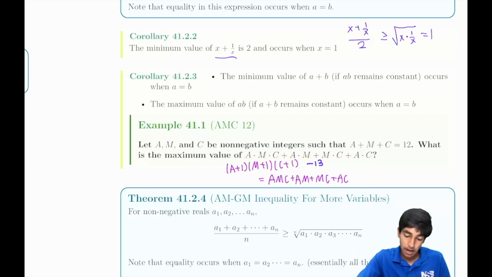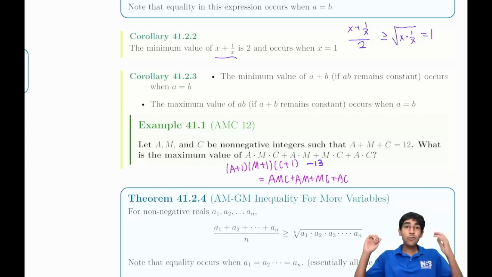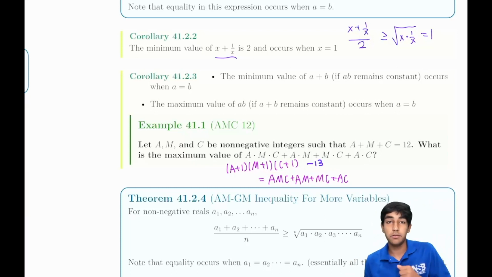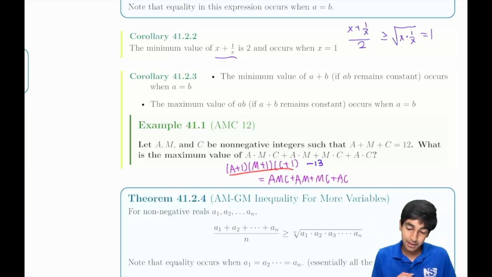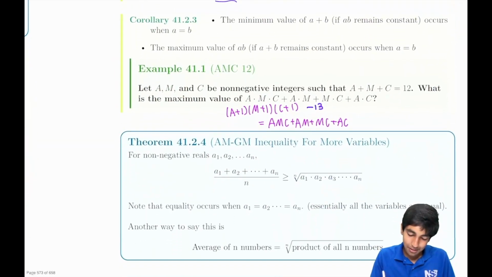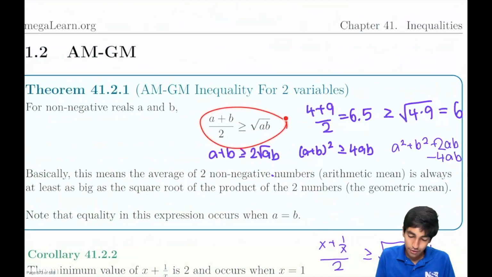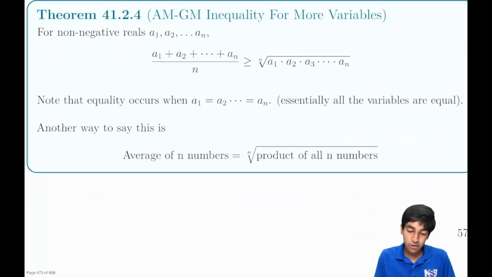How should we maximize this term? Remember, AM-GM is useful for maximizing products and minimizing sums. We're trying to maximize a product. AM-GM is the way to go. And actually, I just realized we haven't even covered AM-GM for n variables. So this is just for 2 variables. But it turns out we can generalize.